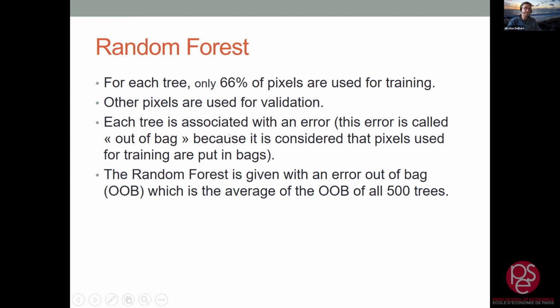And then the random forest is given an out-of-bag error, which is the average of the out-of-bag error of each individual of the 500 trees. So you can have a sort of quality validation of your resulting map directly from this. And actually, this out-of-bag error is calculated only on pixels that are not used for classifying, even though they are in the samples. The pixels are not used for building the classification.